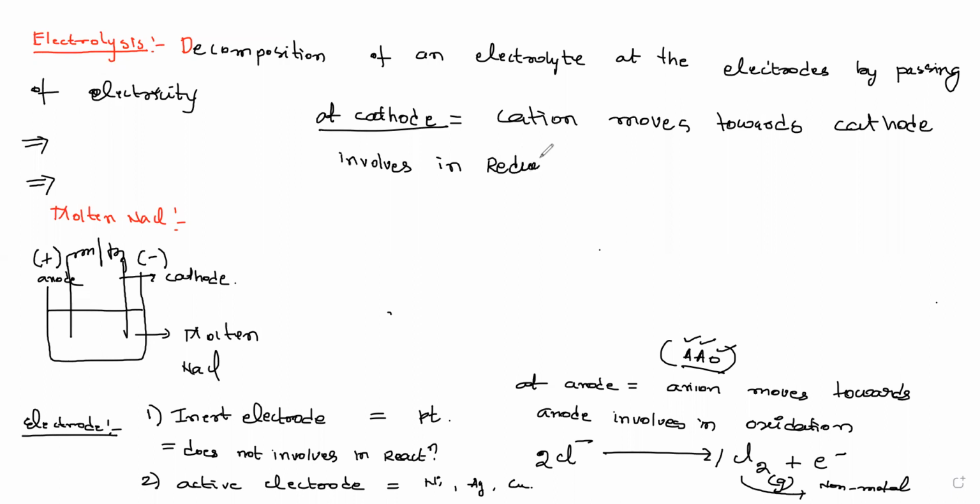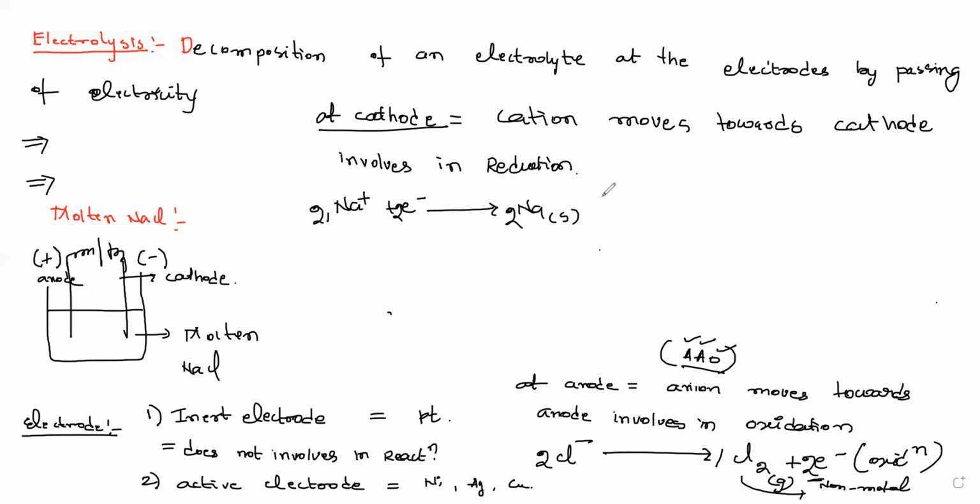Reduction means what? Gaining of electrons. Oxidation means loss of electrons. That's why in every electrolysis, at the anode, loss of electrons occurs, and at the cathode, gaining of electrons occurs. Na plus gains an electron, converting into sodium solid. How many moles of electrons are released by 2 Cl minus? 2 moles of electrons. Those 2 moles of electrons are gained by 2 moles of Na plus ions, converting into 2 moles of sodium solid.